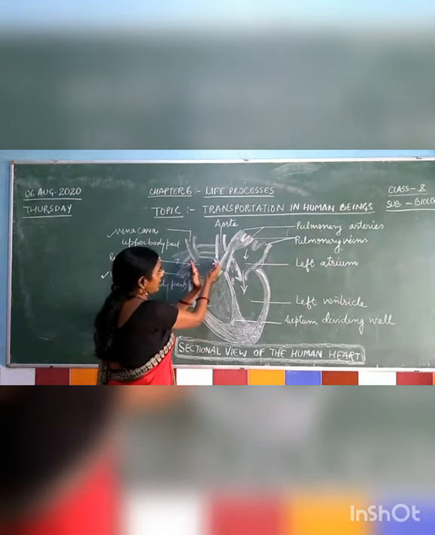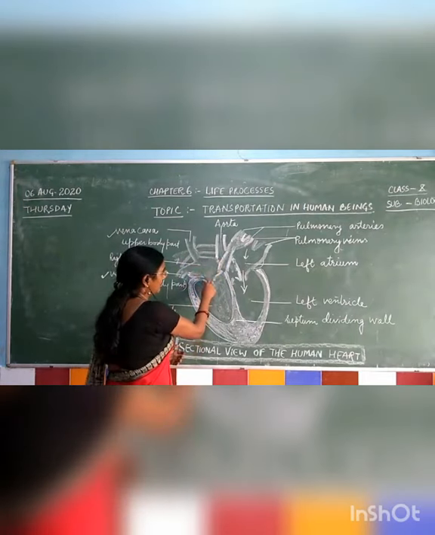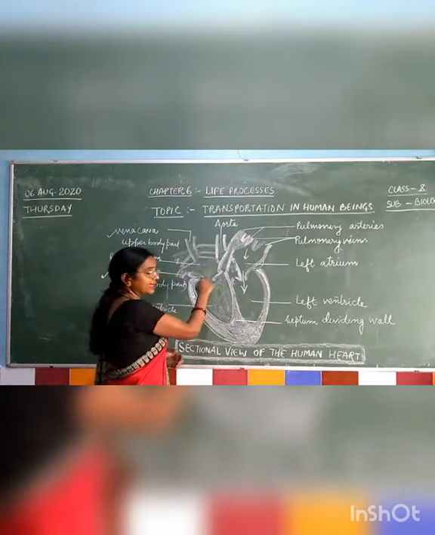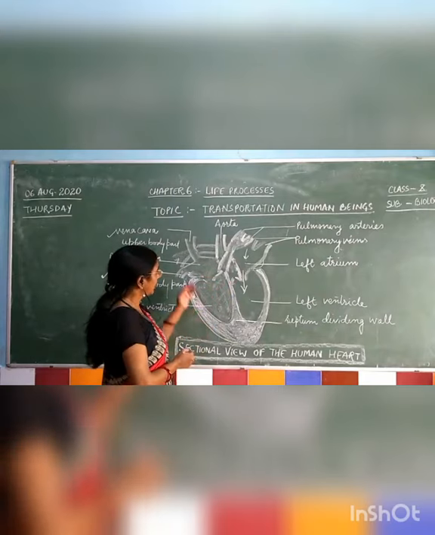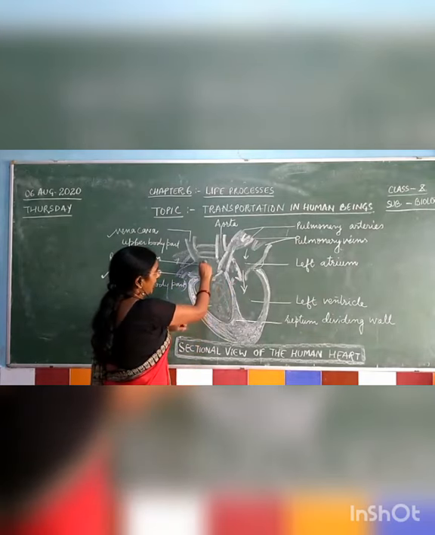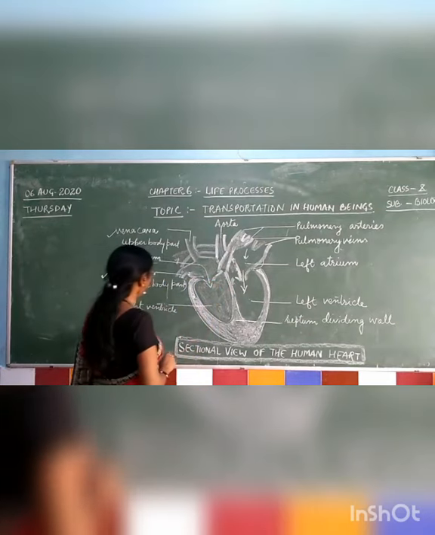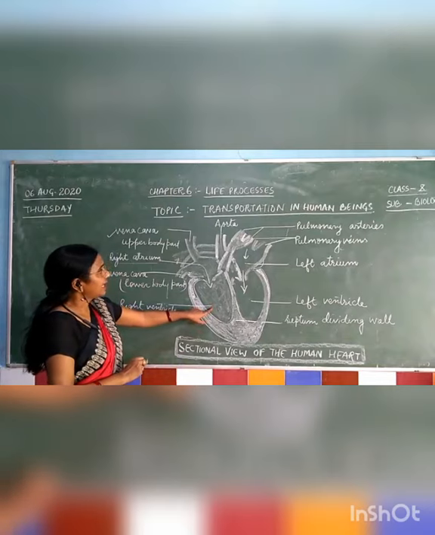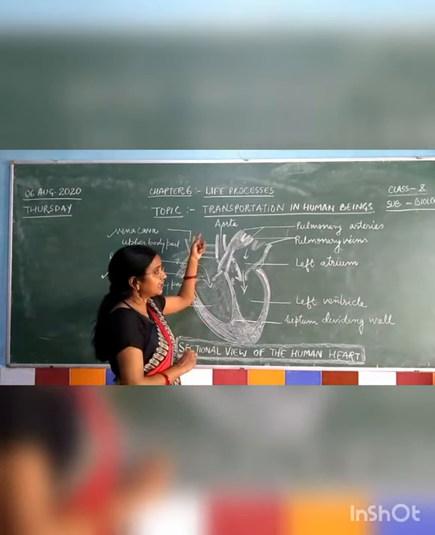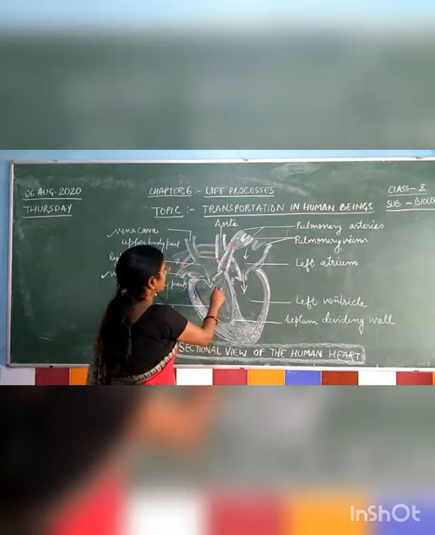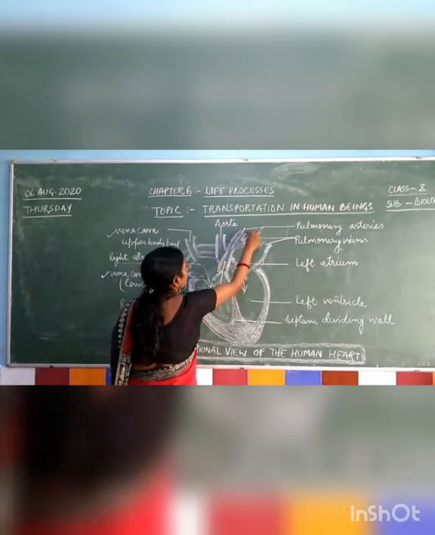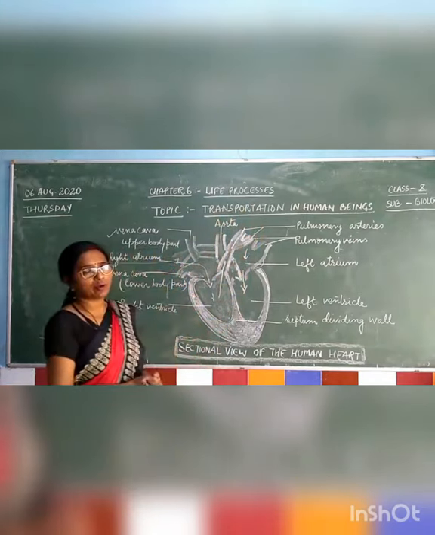At the same time it contracts. As it contracts, it will create pressure, and this wall will open. These are the two valves which only allow the blood to flow unidirectionally. It opens, and the blood comes to the next chamber, that is the right ventricle. As it comes into the right ventricle, it will be given to the lungs for purification by means of the pulmonary artery.